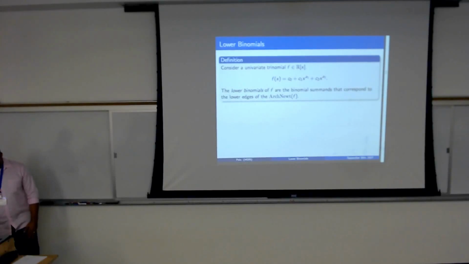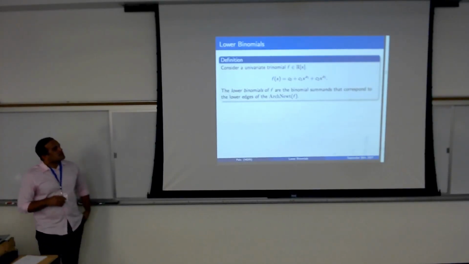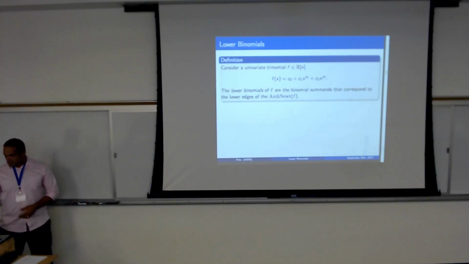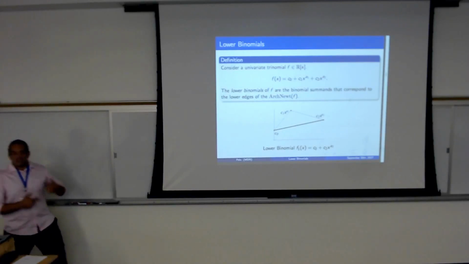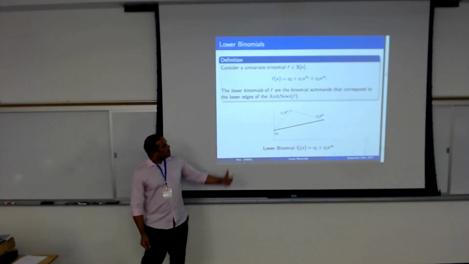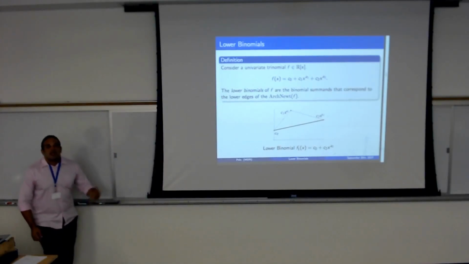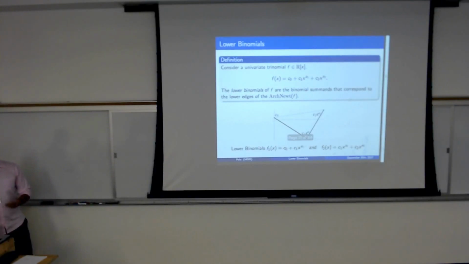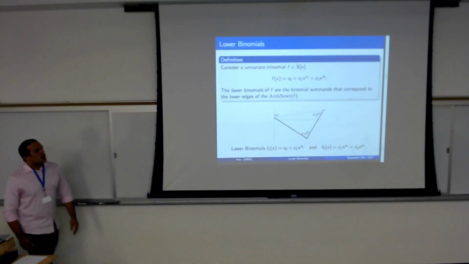And lower binomials are going to be precisely the binomials induced by these lower edges. Notice that each lower edge is going to be associated with a binomial. In this case, for example, it is going to be C0 plus C2 x to the A2. Or we can have this other case where we have two lower binomials, which are f1 and f2.